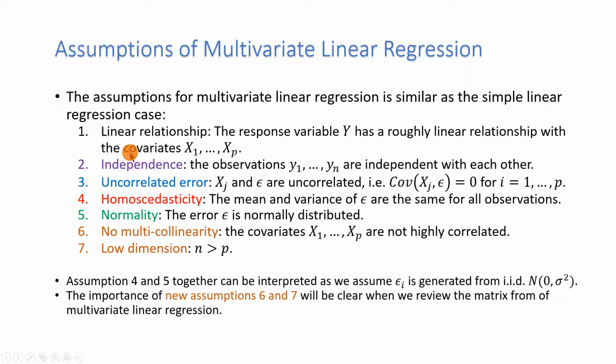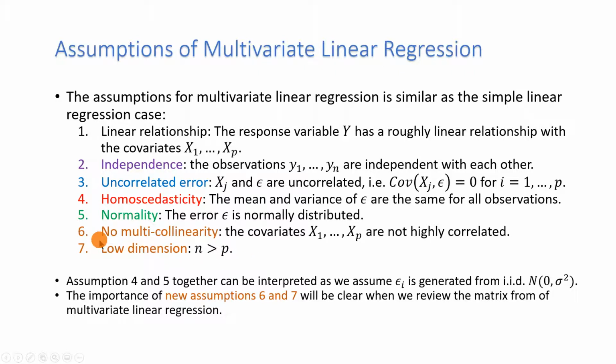Okay, so it's very easy to see that assumptions number 1 to number 5 are exactly the same as the assumptions we imposed for the simple linear regression case. But we still need to impose 2 more assumptions for the multivariate linear regression case, right? Because we have more than one predictor, and we need to make some assumptions about the relationship among these p predictors.